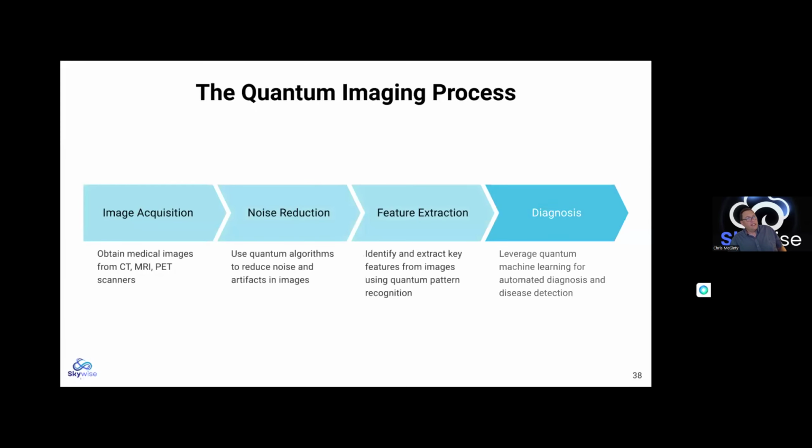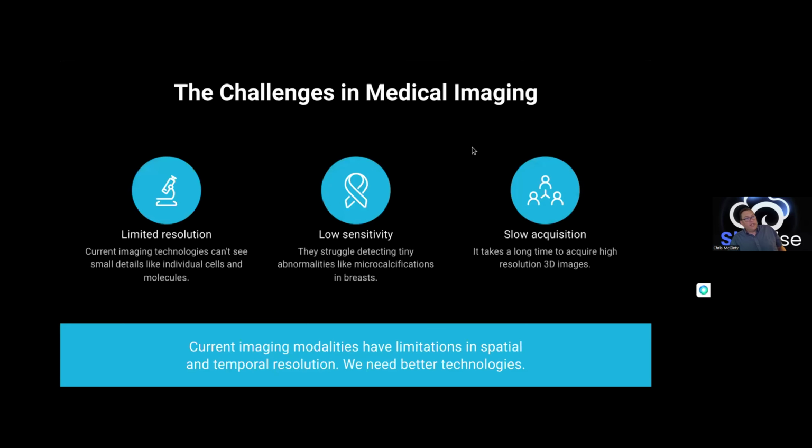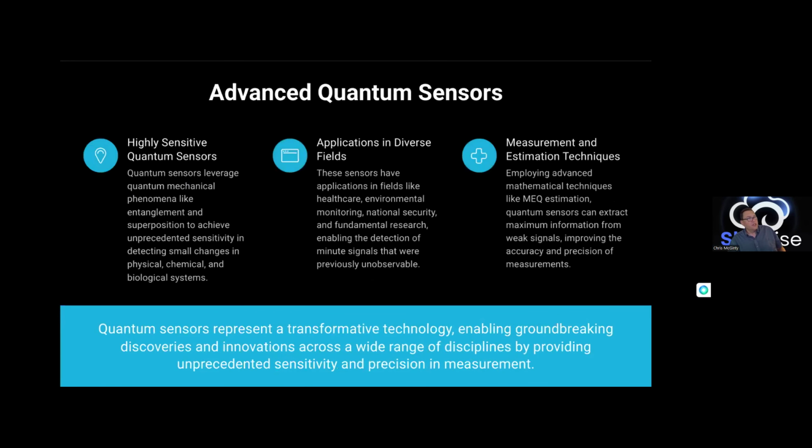But we're able to see things and visualize things in a new way, not like an electron microscope. It's much more of an AI-simulated view, based on very exact and precise measurements. Again, we reduce the noise, we extract the features, and we get the diagnosis. And AI is involved in all of that process. Some of the challenges we have now are limited resolution, low sensitivity, and it does take a while to get the 3D images for doctors. So this is going to be much quicker because it's kind of built into the math.